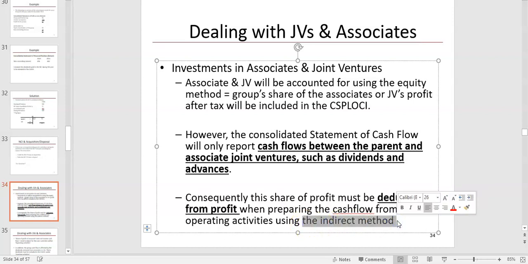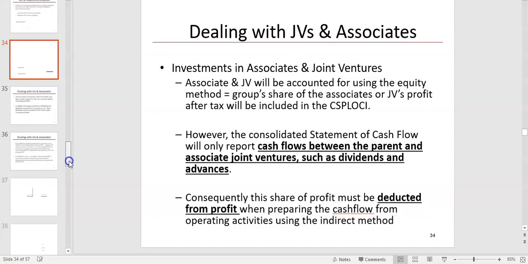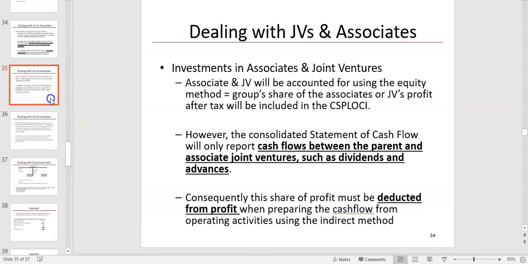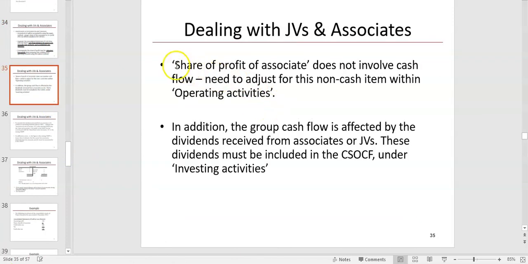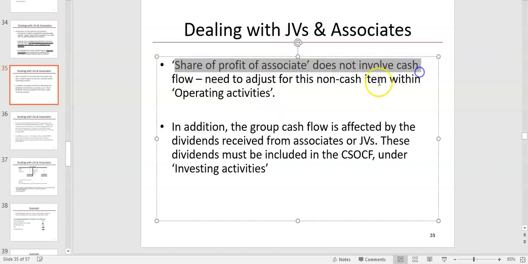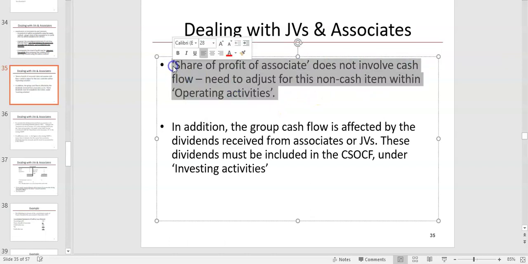It is increasing the profits, but there's no actual cash related to it. The cash will be the dividend you receive, if any, in the period. That's a tricky one. We'll see that in a second. So share profit does not involve cash flow. You need to adjust this for a non-cash item. Just like you remove profit on disposal, this is also a non-cash item.